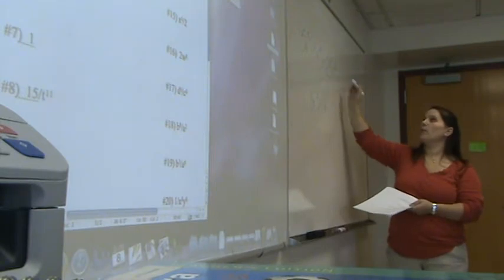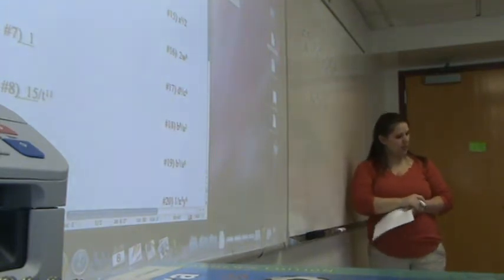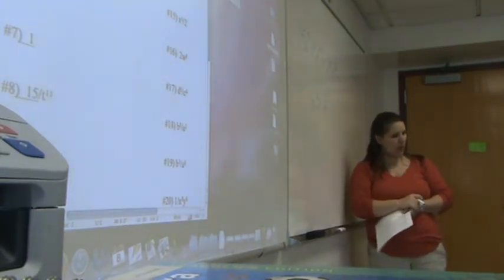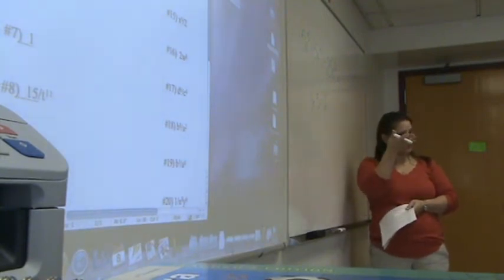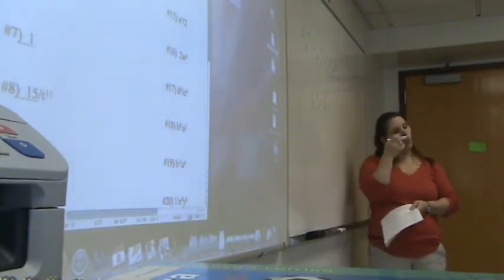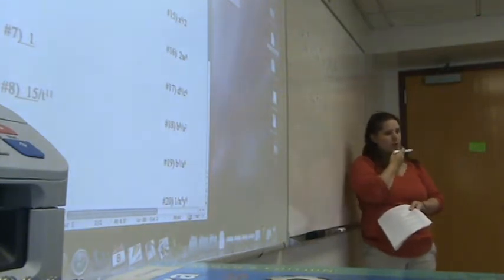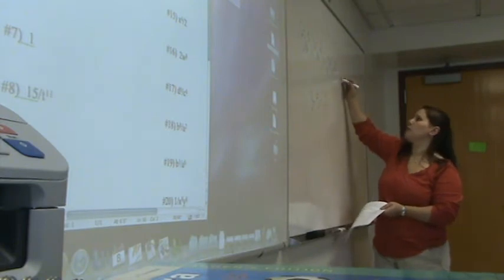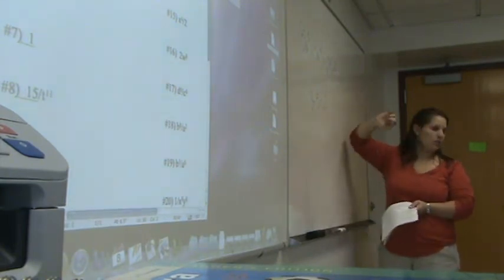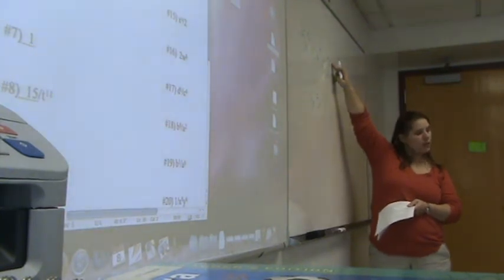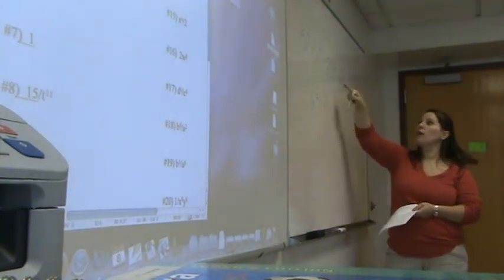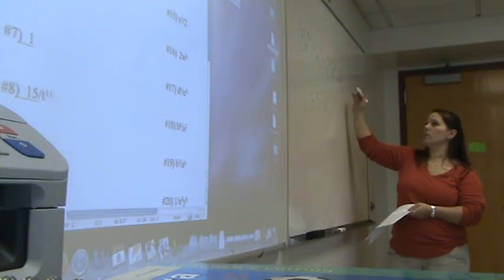And how do I rewrite that using only positive exponents? Is that the piece where you went wrong? Yeah. Okay, so let's talk about it. What goes in your numerator? Why does the 25 go in the numerator though? What exponent does the 25 have? Positive or negative? Positive. Positive exponent's in the numerator, so your a squared goes in your denominator.